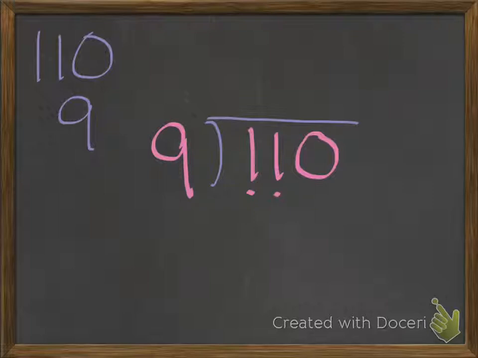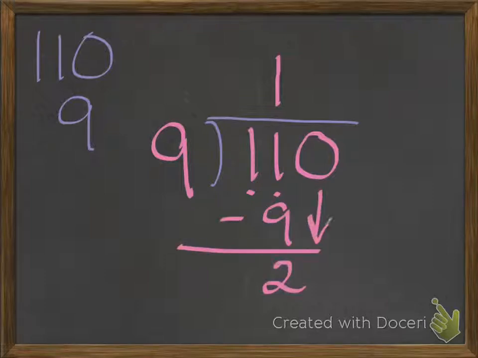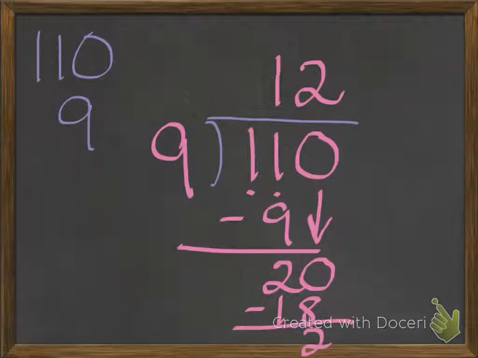So now our number is 11. 11 divided by 9. I can put 9 in there one time. 1 times 9 is 9. So I'll subtract: 11 minus 9 is 2. And then bring down the next digit, that's 0. So now I have 20 divided by 9. And I can put 9 into 20 2 times, and 2 times 9 is 18. And I subtract that, and I get 2 left over.